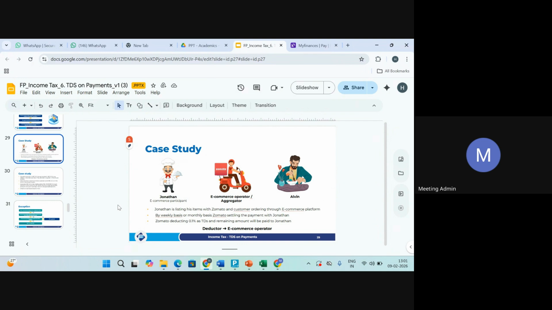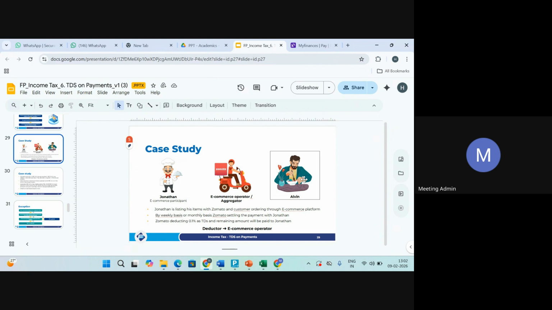Jonathan is listing the items on Zomato, and the customer orders through the e-commerce platform. Since Jonathan is the recipient, he has to deliver the goods, so he will list out all the products he has received from the customer. On a weekly or monthly basis, Zomato settles the payment with Jonathan. Here a transaction is happening through the e-commerce operator as well as the customer.